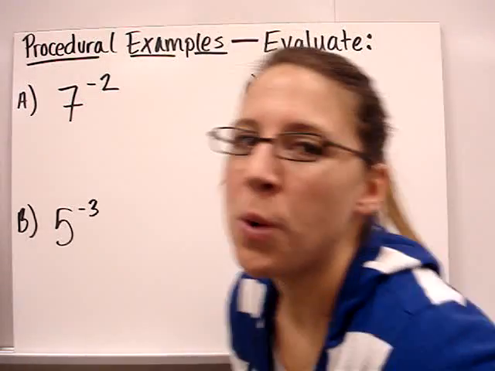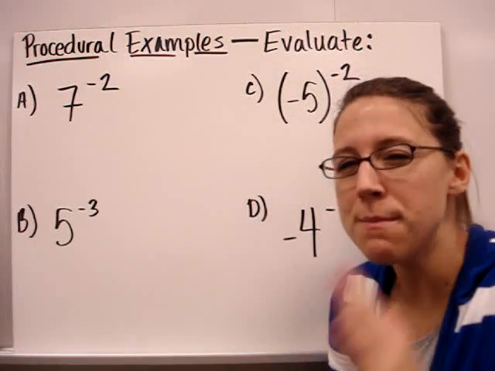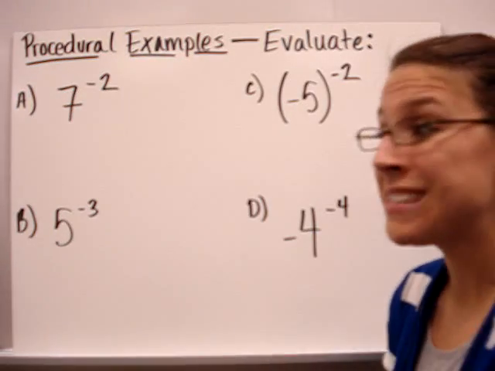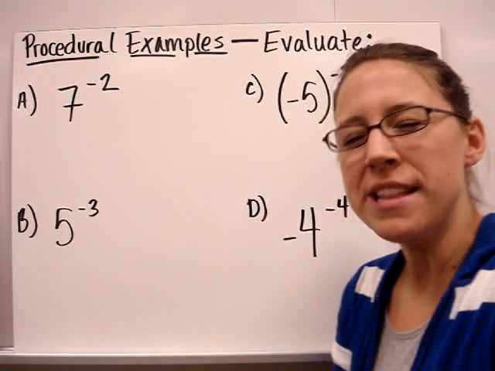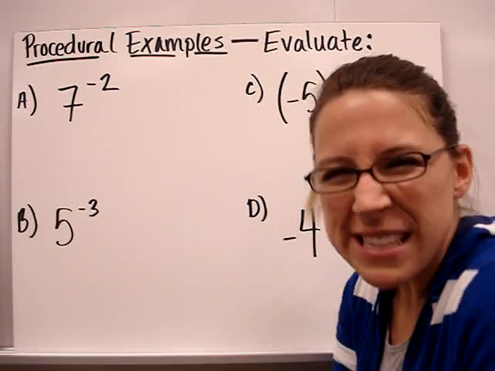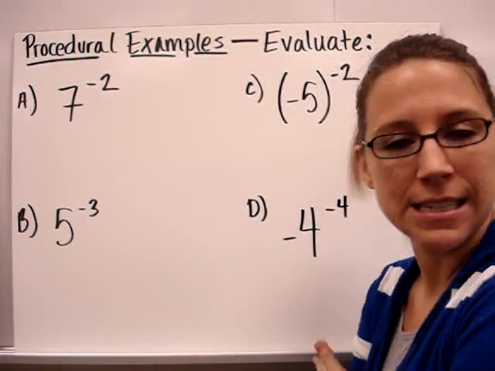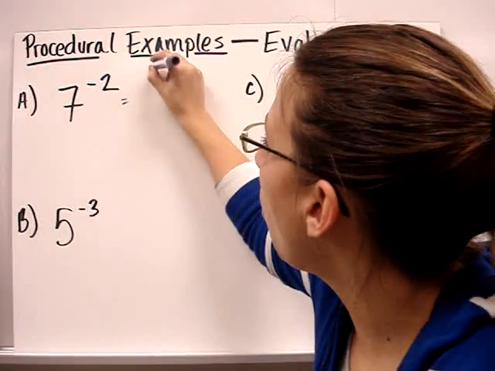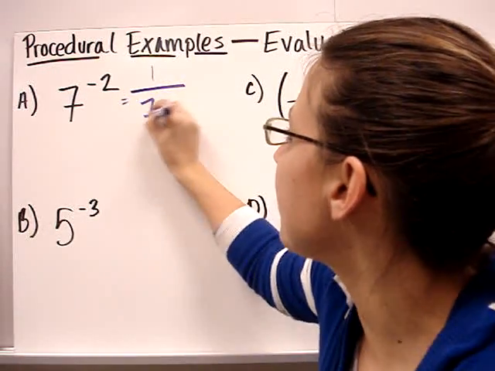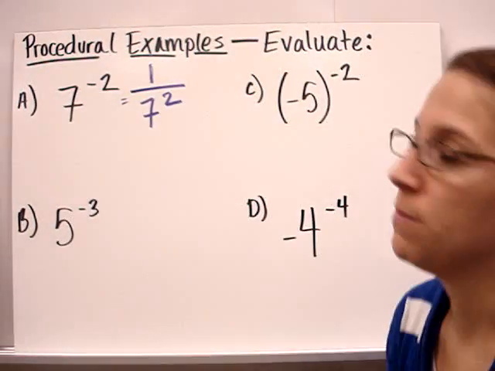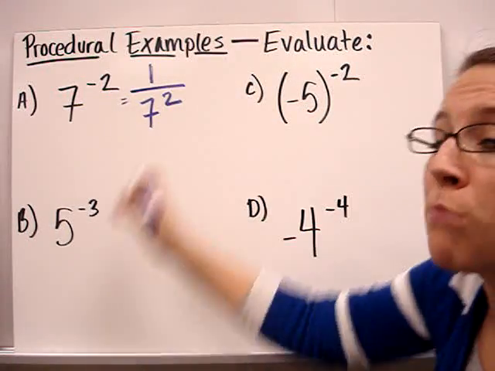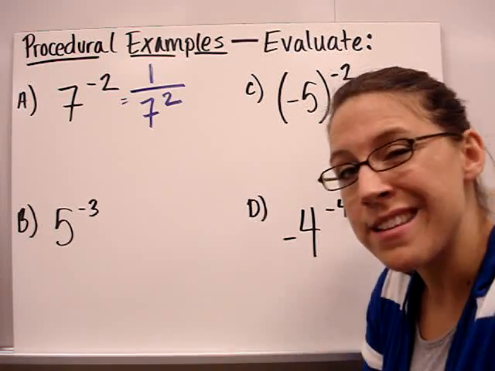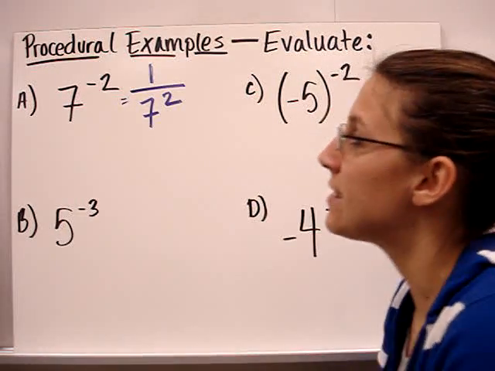So here are just a few procedural examples of this in motion. 7 to the negative second power. The answer is not negative 49. That's going to be your first, your gut, your misconceptual instinct. Not true. 7 to the negative second power means 1 divided by 7 to the positive 2. This is making the value very small. It is not negative.